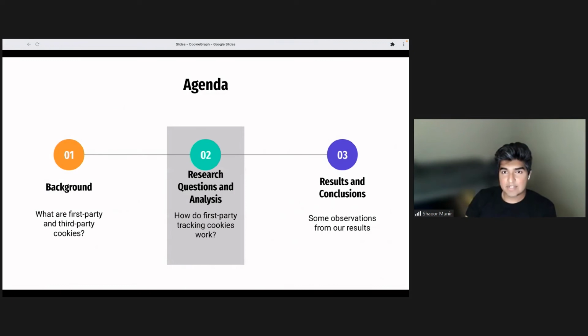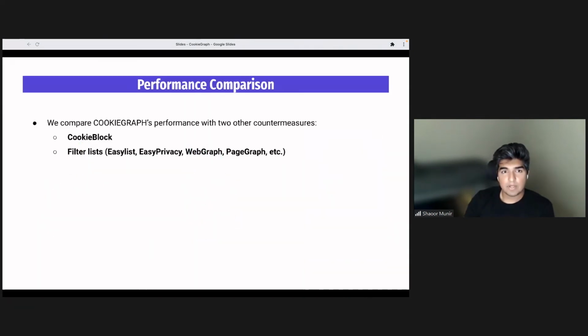Now coming towards some of the results from our evaluation of this trained model. We compared the results of our classifier with two other approaches to restrict cookies. The first one is cookie block, which uses a combination of name and value features to determine the purpose of a cookie. It works for both third and first party cookies. While the other is all the amazing filter lists, some of which are created by the people listening to this talk today. These can block tracking scripts and requests, but they can also indirectly block cookies set by these resources.